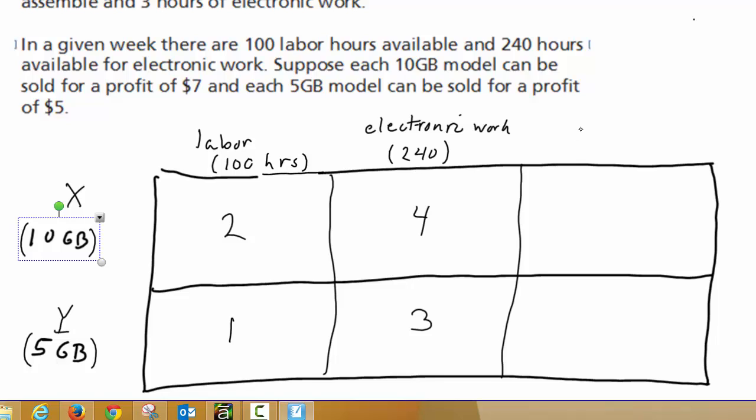And finally, we always have a column for profit. So reading the last paragraph, we see that the 10 gigabyte model can be sold for a profit of $7 each one. So 7 goes in that box.